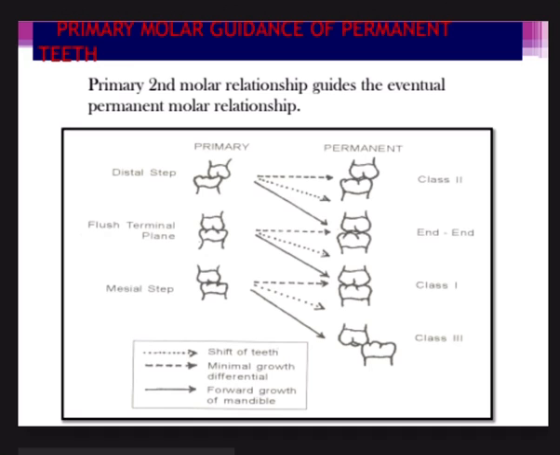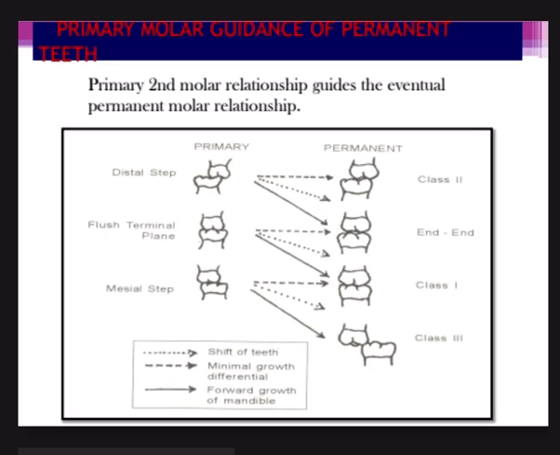Flush terminal plane, where the distal surfaces of both the molars are in the same vertical plane. If the forward growth of the mandible is happening normally, flush will become class 1. If there is utilization of the primate spaces along with the forward growth of the mandible, it will become an end on relationship.